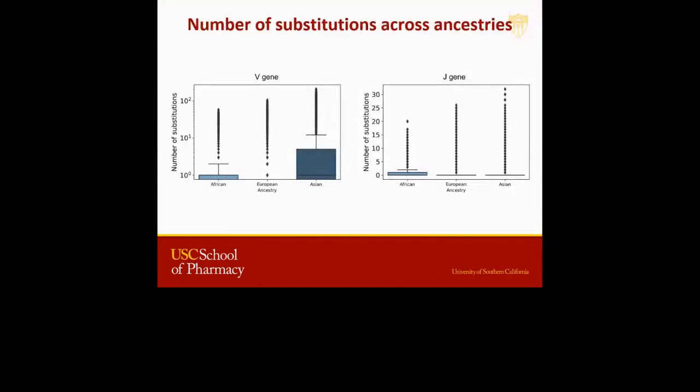From our preliminary results, this figure shows the number of substitutions on their V genes and J genes. We can really find that the European ancestry have fewer mismatches compared to African and Asian samples on their V and J gene substitutions.